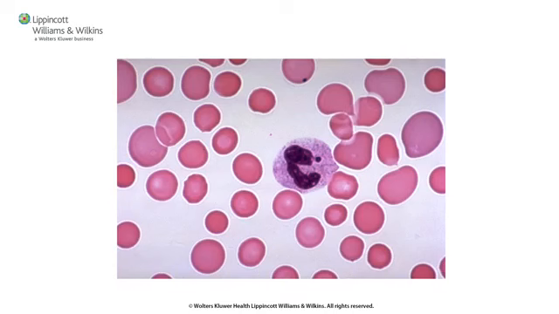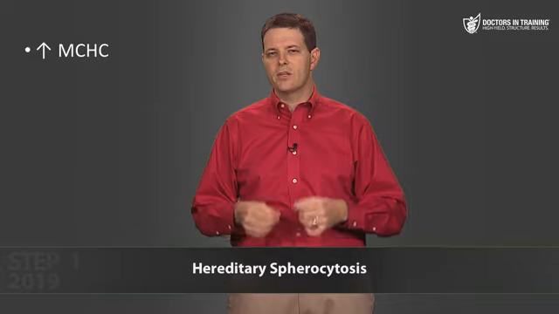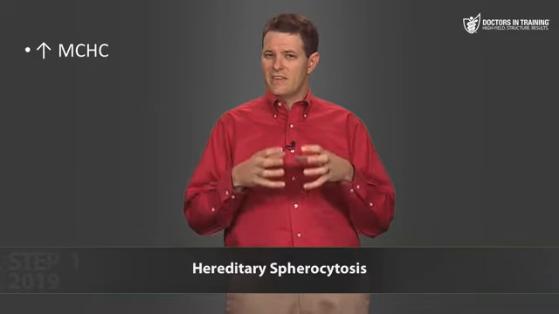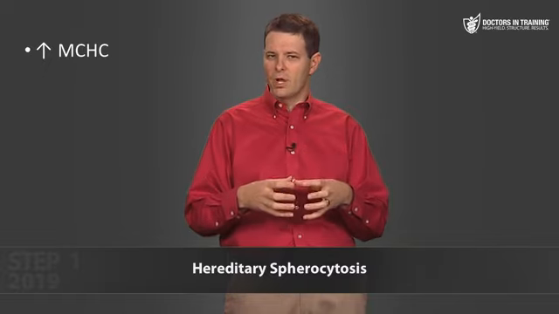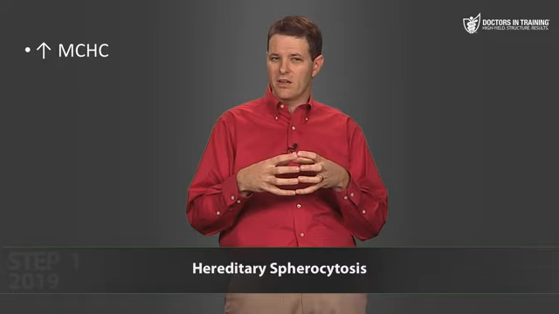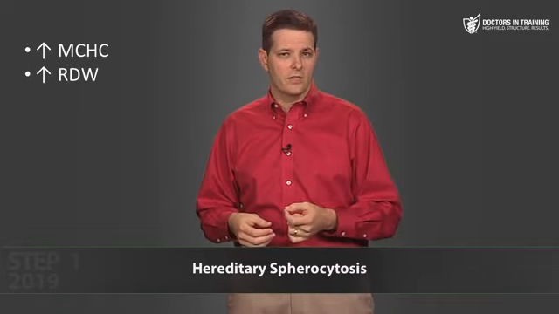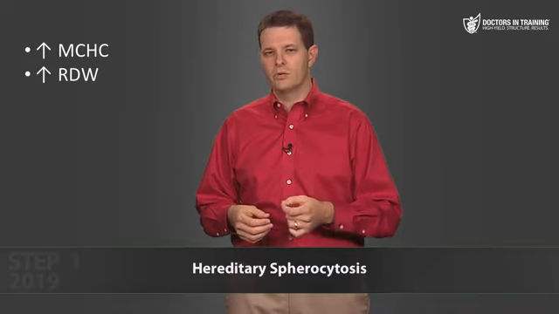So on the peripheral smear, the red cells are smaller than normal and they lack the normal central pallor because, again, these are spheres instead of those normal biconcave discs. The CBC will show increased MCHC, which is the mean corpuscular hemoglobin concentration. So think about that. These cells contain the same absolute amount of hemoglobin as normal red cells, but they're somewhat smaller, so the hemoglobin in the cells is more concentrated. The RDW is also increased. That's the red cell distribution width.